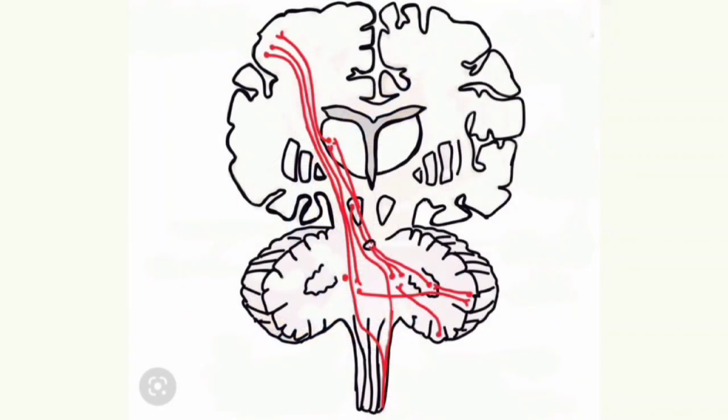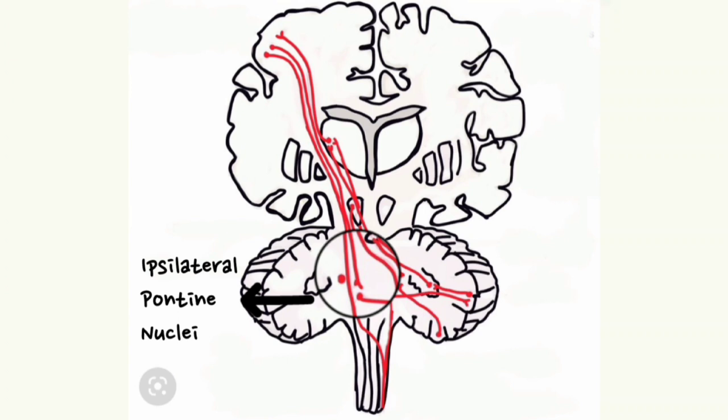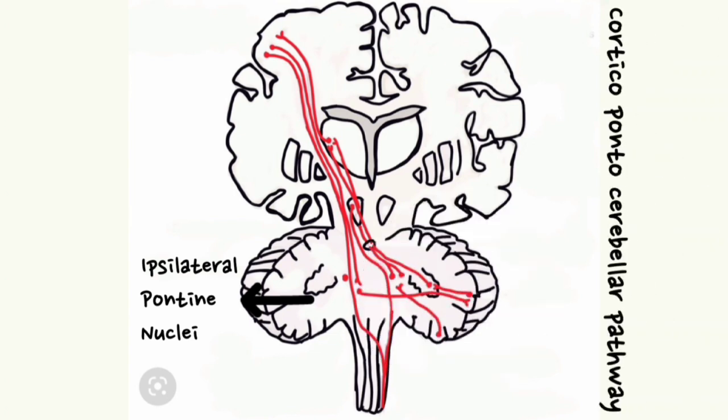Corticopontine fibers relay in the ipsilateral pontine nuclei. They cross the midline to relay in the opposite cerebellar hemisphere. So this forms the corticopontocerebellar pathway.